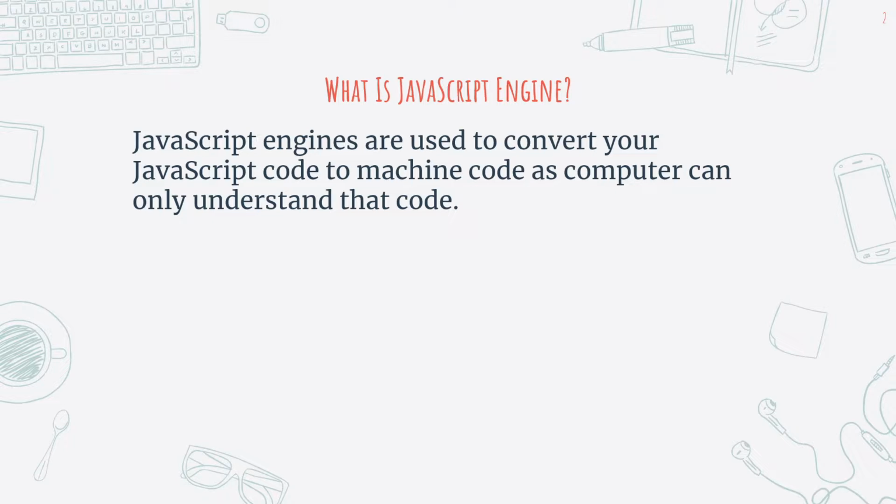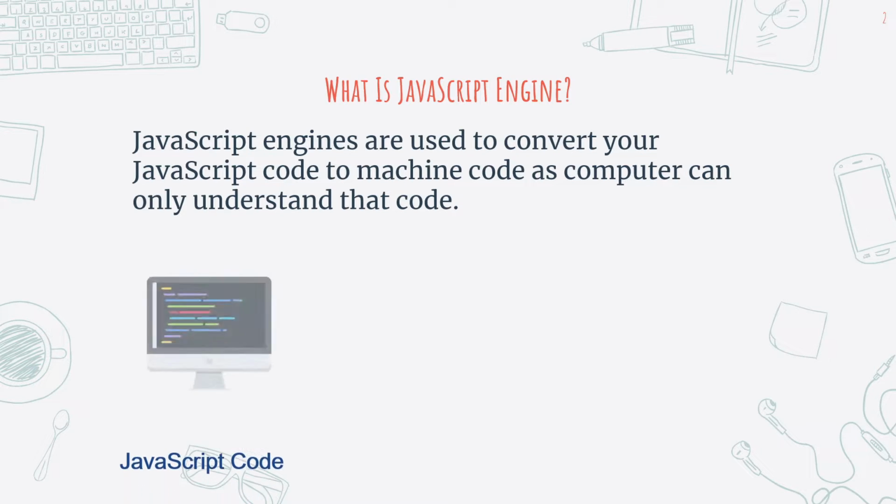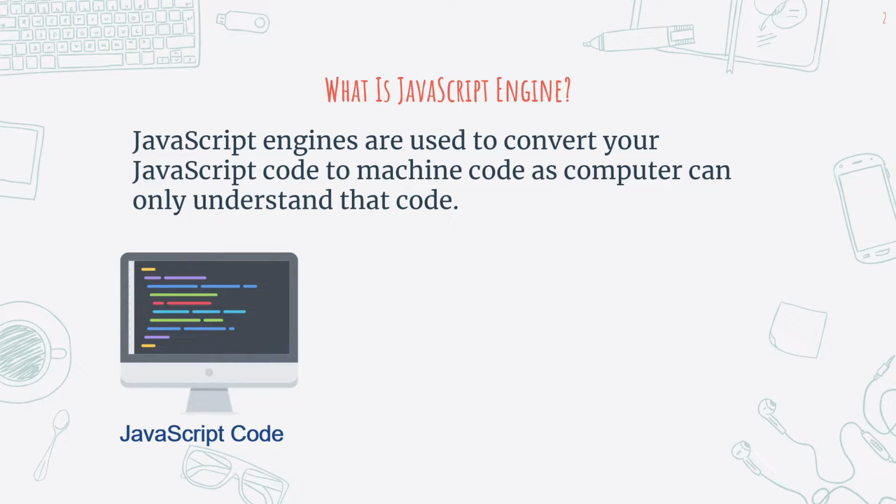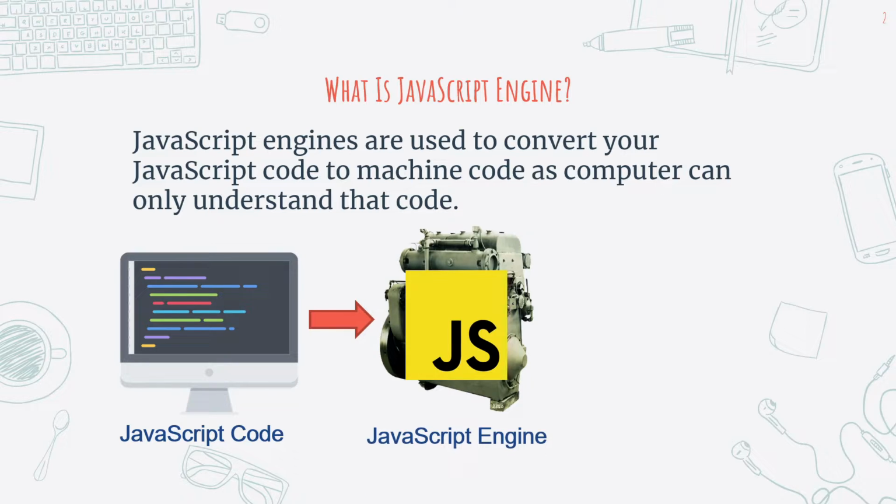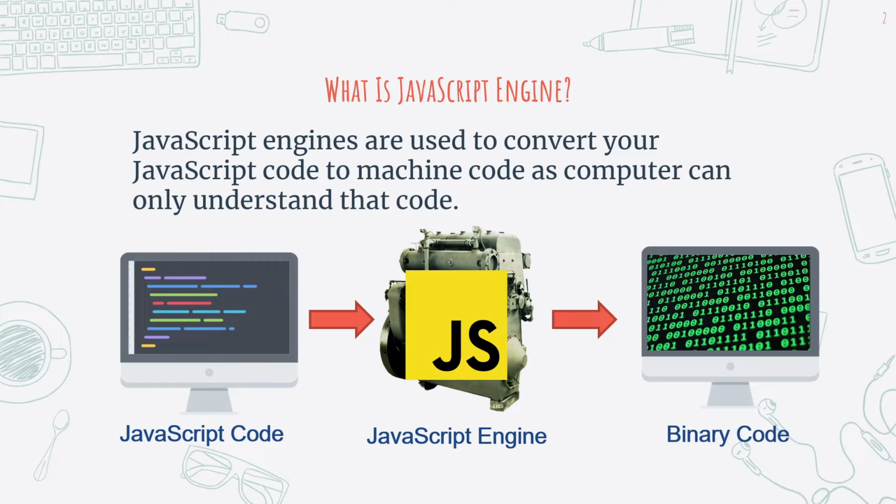In the same way, JavaScript code can be converted to machine code with the help of JavaScript engine. So JavaScript code is taken by JavaScript engine, and this JavaScript engine then forwards this code and converts to machine code. And this machine code can also be called binary code, and this code can be then run on the machine.